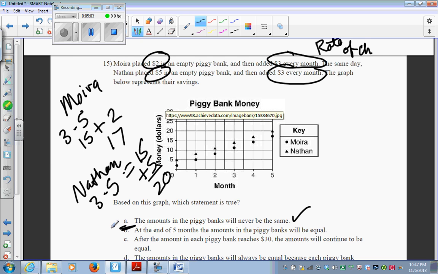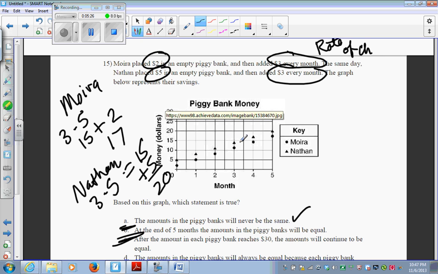That can't be right. After the amount in each bank reaches $30, the amounts will continue to be equal. Well, no, they're never going to be equal because these two are changing at the same rate, but they started off with a different amount. The amounts in the piggy banks will always be equal, because, okay, that's not going to be right either. They never started out equal to begin with.